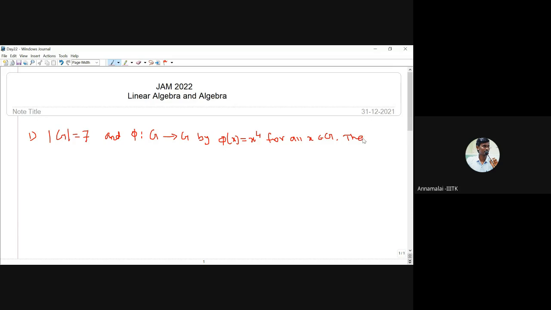Then pi is, first option, not 1 to 1. Second option, not onto. Third option, not a homomorphism. And then the fourth option is 1 to 1, onto and homomorphism.